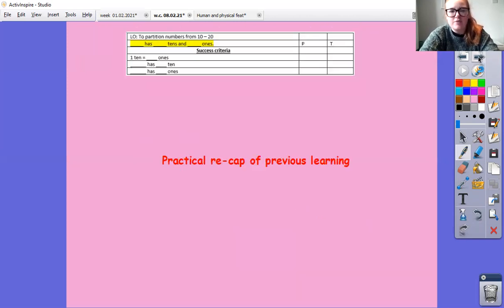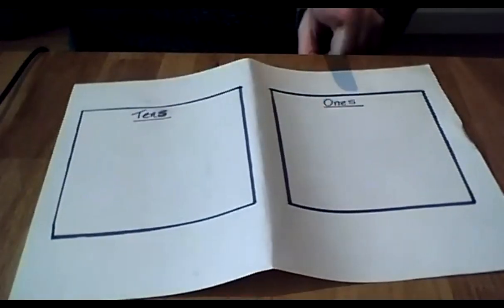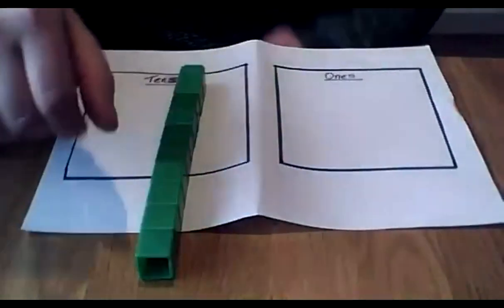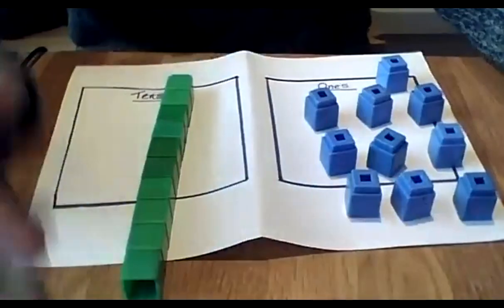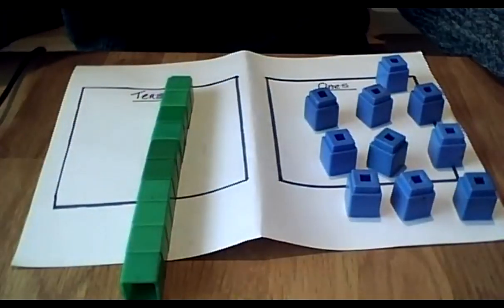Brilliant. Okay. So we're going to be looking at using place value between 10 and 20 again today. So I'm just going to stop sharing my screen so we can have a look again at our place value. Fantastic. So here I have my tens and ones columns. So if I have 1 ten, what is 1 ten the same as? How many ones? Let me have a think.